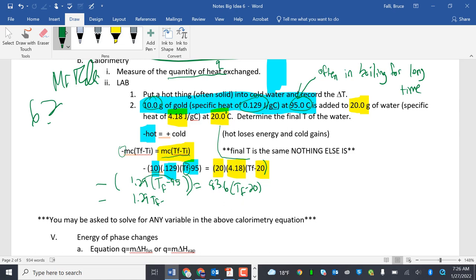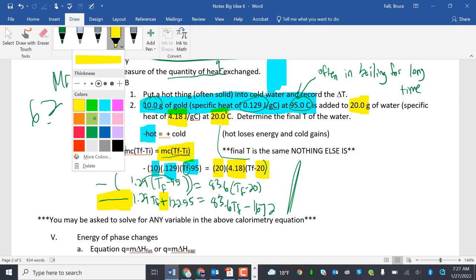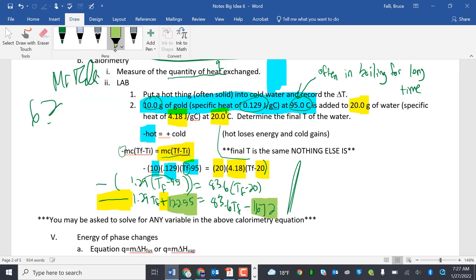Equals 122.55 equals 83.6 T sub F, distributing again, minus 20 times 83.6. Whoa, that's a big one. 167.2. Okay, so now I'm going to collect my terms. So, well, first I'm going to distribute the sign. So negative, boom, positive. See how I distributed my negative finally? And I'm hopping over here because I thought I left a little space, but I didn't. So I'm going to collect my T sub F's on the right-hand side. And I'm going to pair up these numbers and put them on the left-hand side.